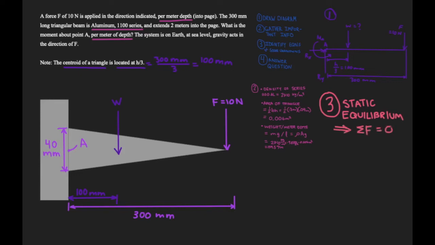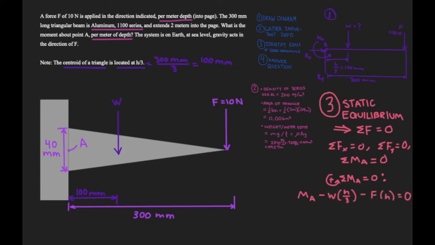Now we can move on to identifying the equations that we're going to use to solve this problem. We already know that this is a statically determinate problem, and therefore we can use our equilibrium equations. This means that because all of the forces are not causing an acceleration in any direction, the sum of the forces is going to equal 0. So we know this is true for the x direction, the y direction, and the sum of moments.